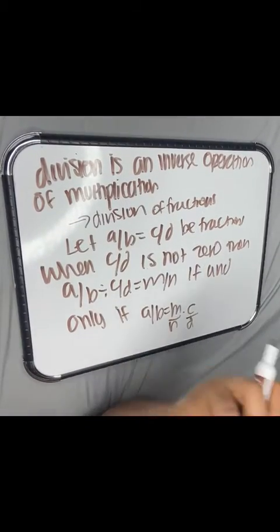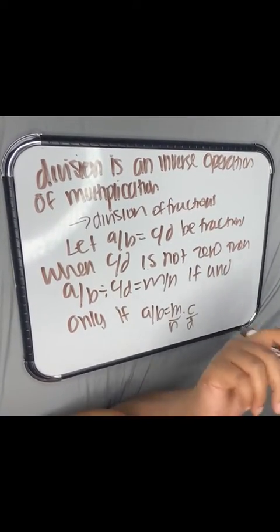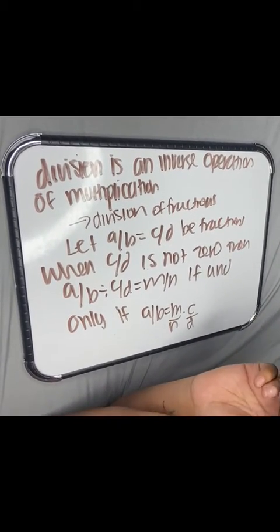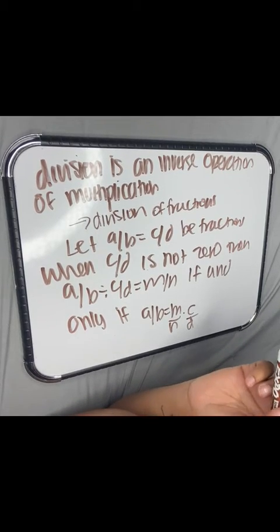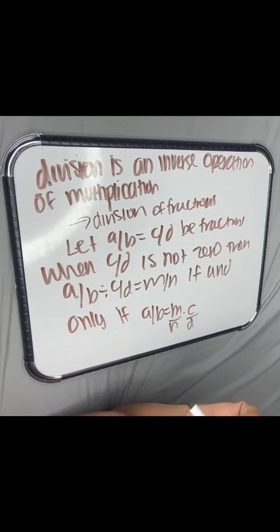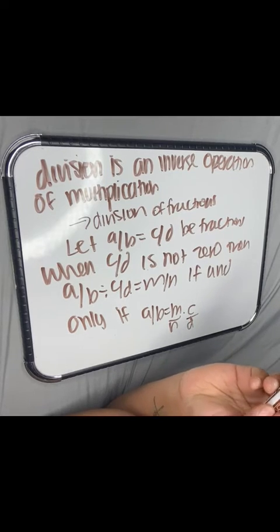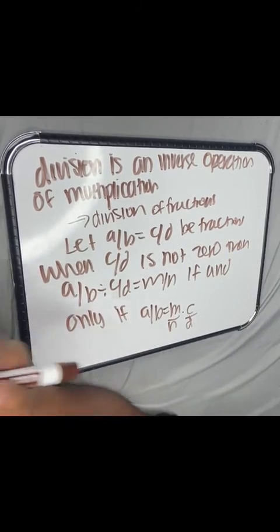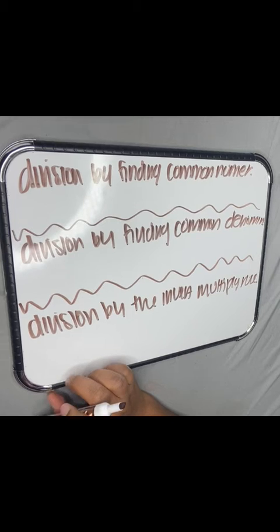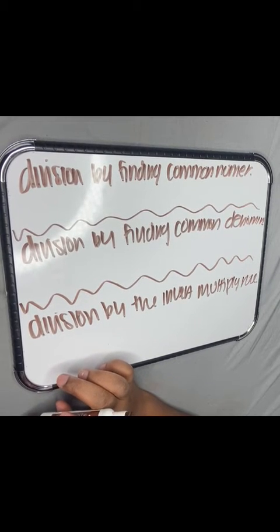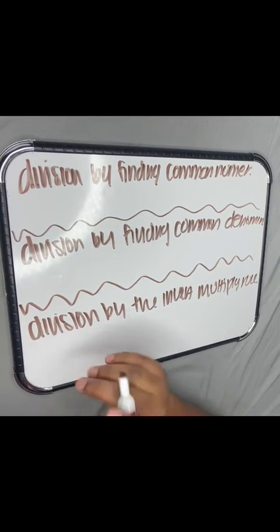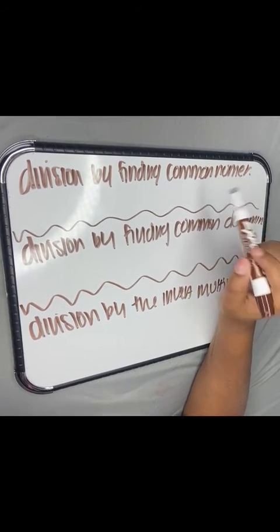Okay, so division is an inverse operation of multiplication. Division of fractions: let A over B and C over D be fractions. When C over D is not 0, then A over B divided by C over D equals M over N if and only if A over B equals M over N times C over D. And I know that is confusing, but we will talk about that in just a second. Okay, so now we're going to talk about algorithms for calculating the division of fractions. So here we have division by finding common numerators.